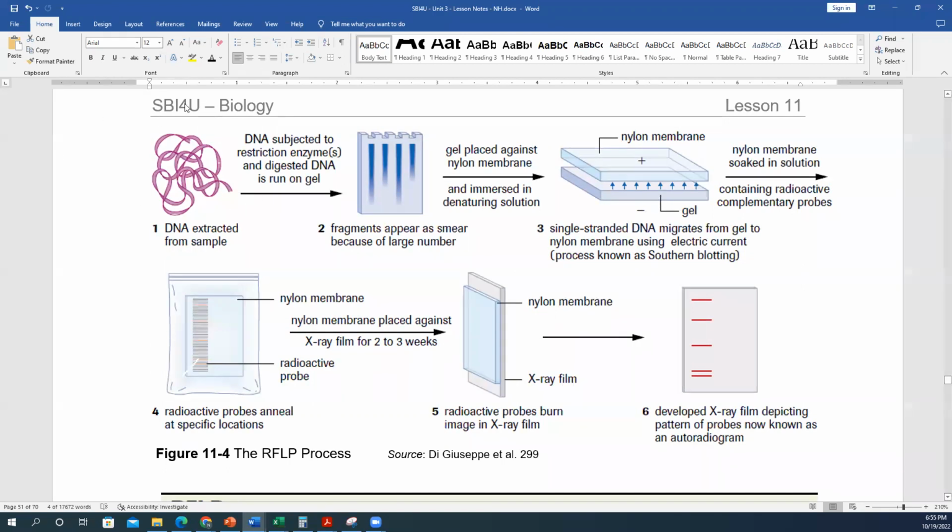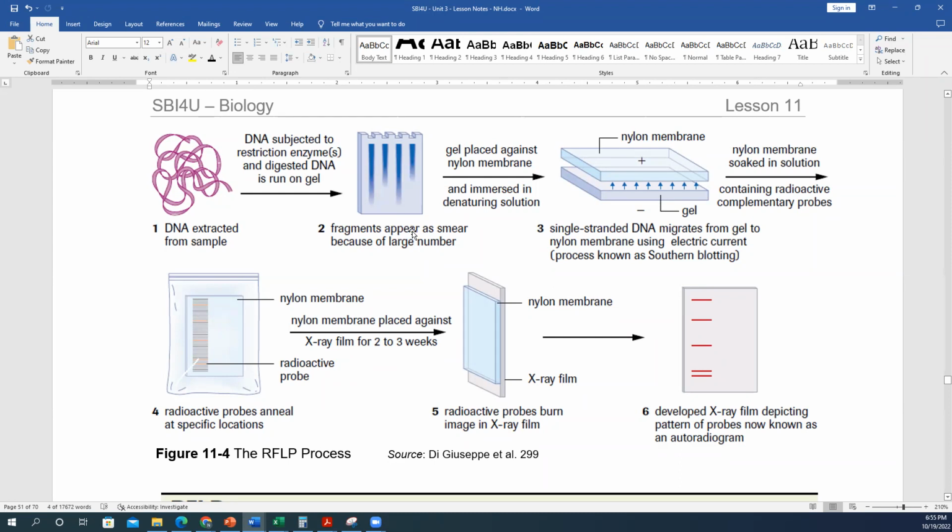So yeah, you take the DNA that you've extracted from your sample, you cut it up with restriction enzymes. In this case, not just one restriction enzyme, but many. The act of cutting up DNA with restriction enzymes, another word for it is also to digest the DNA. So after you've done your digestion with many restriction enzymes, you run the fragments on the gel, but they will appear as a smear because there's a large number of them.